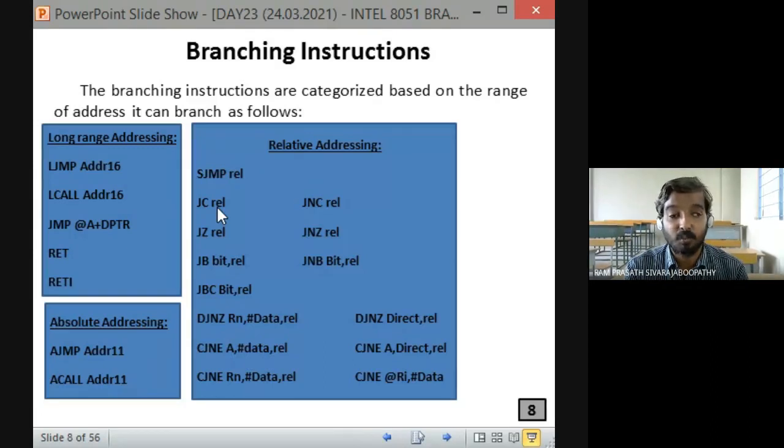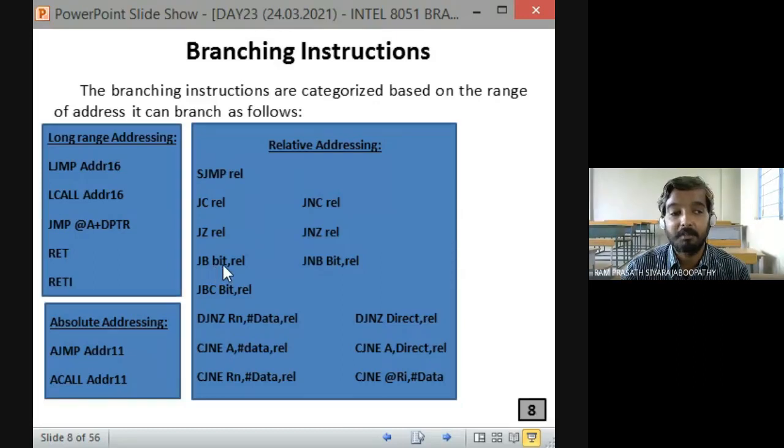If carry flag is 1, then it will jump. That means jump if carry. JNC means jump if no carry. JZ means jump if accumulator is 0. JNZ, jump if accumulator is not equal to 0. Fine. Then JB means jump if a bit is set. So what we have to mention here: in the case of JC, JNC, JZ, JNZ, we are having a condition tested by the carry or accumulator. In the case of JB, we have to mention the bit.